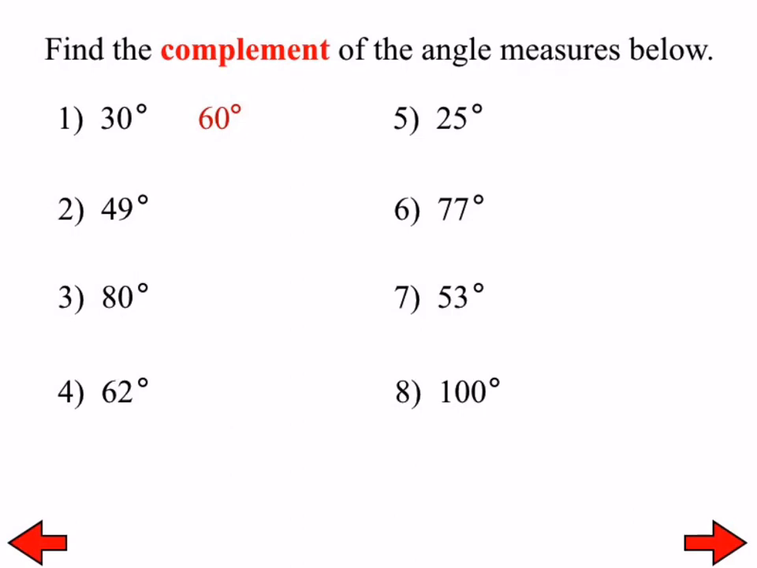So it's obvious as you were shoulder partnering, you know, number 2 is 41 degrees, and number 3 is 10 degrees, and number 4 is 28 degrees. And if you're going to do those in your head, just be careful. Number 5 is 65 degrees, 6 is 13 degrees, 7 is 37 degrees. However, what is number 8? Show me what a negative 10 degree angle looks like.